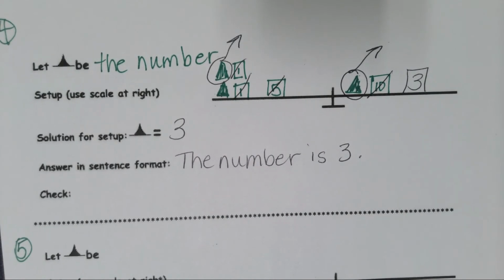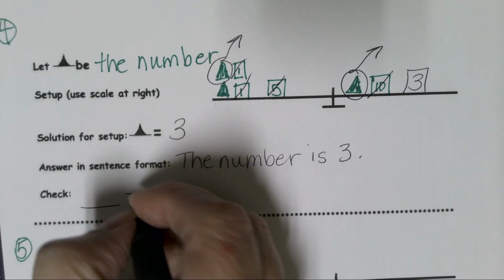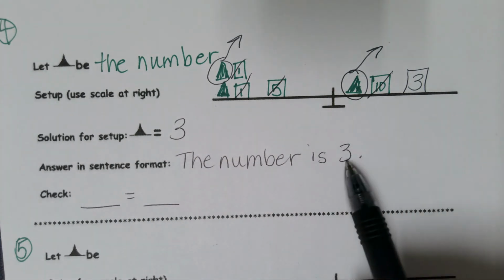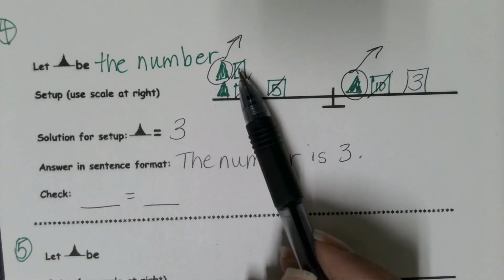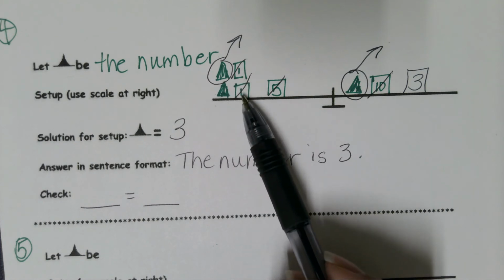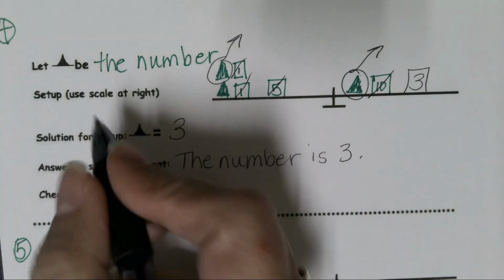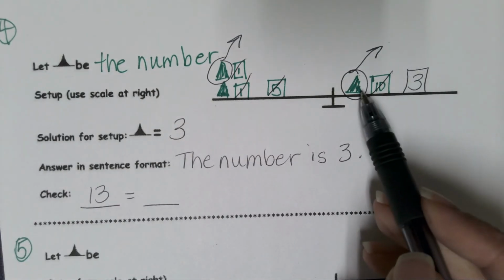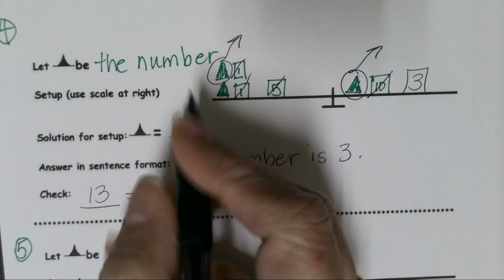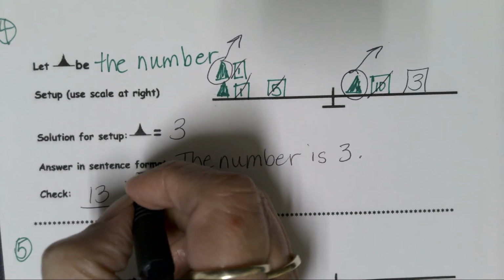Let's go back to our check. We're going to plug in a 3 for our pawns. So 3, 6, 7, 8, and 8 plus 5 is 13. And the pawn is 3, so we have 3 plus 10 is 13. That is a check.